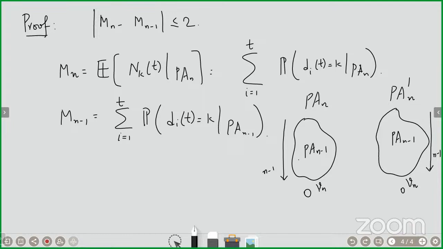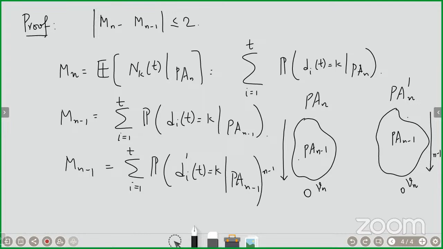This is PA prime n. What's going on? Can I replace this with a prime here? I can. And if I were to condition on this additional thing from here, which is independent of this, I should not see any difference. I can always say I equal to B, phi prime P equal to P, given PA n minus 1. Why is this equal? If you see this, then you're done. So D prime is nothing but the degree in this graph.